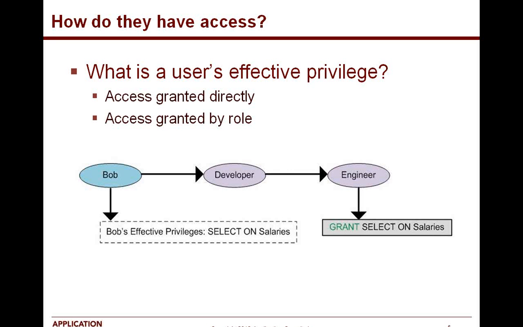And you can see here access is granted by role. So Bob is a user. He's granted a developer role, and that developer role was granted an engineer role, which gives him the actual privilege of grant select on salaries. So Bob's effective privilege is that he can select on salaries. Now he didn't get that directly. He got that through a role, which another role gave him that actual access. So that's typically how you're seeing these things. But we'll expand a little bit more on how users can be granted roles and roles can be granted privileges, but roles can also be granted other roles, and you have to really understand how they get their effective privileges.